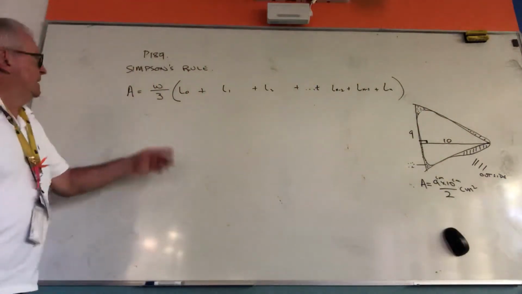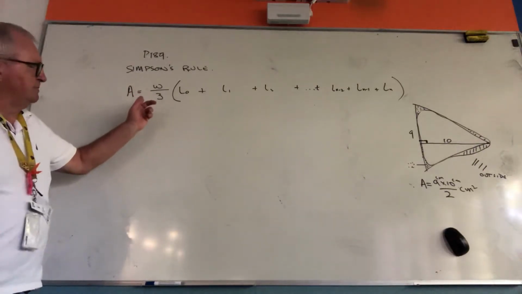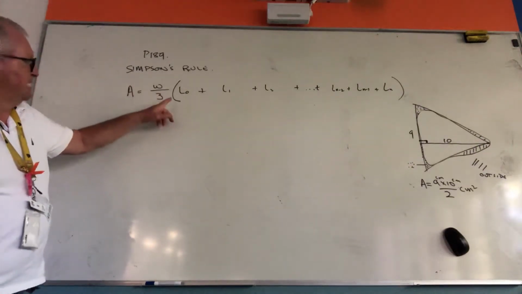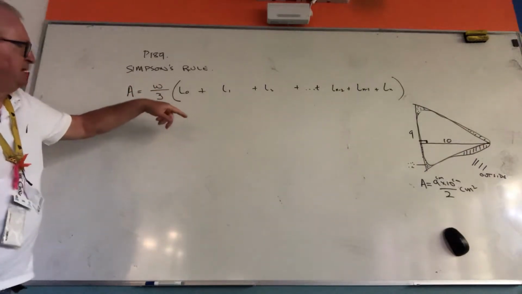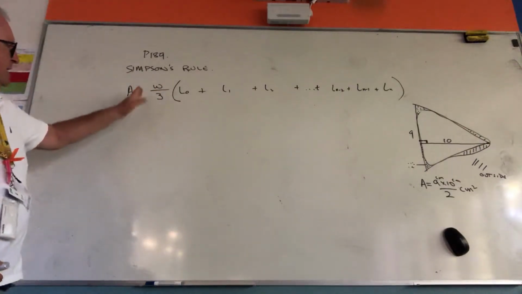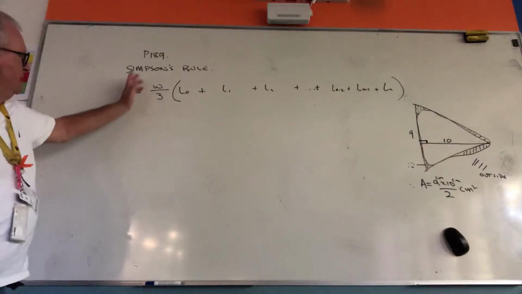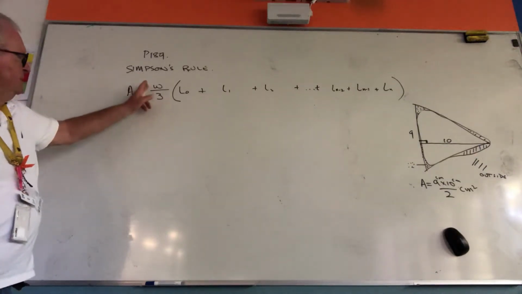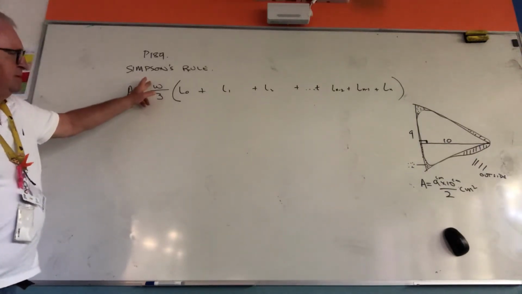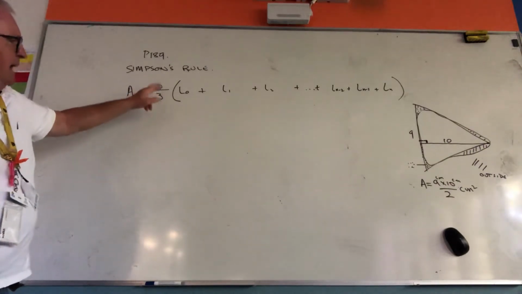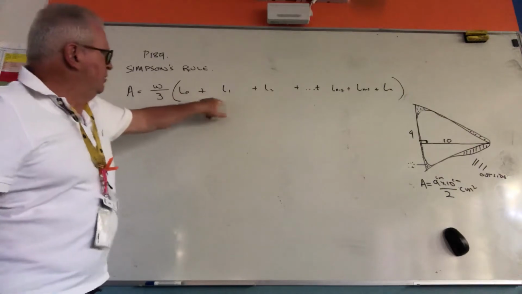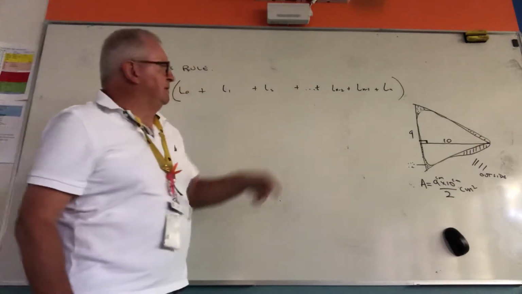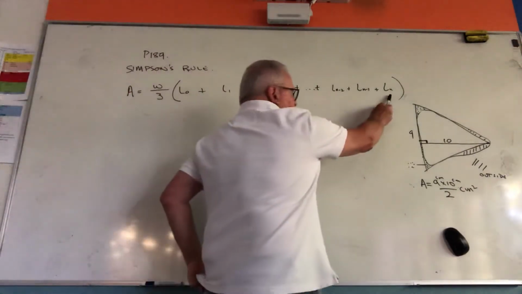Now, another way of estimating the area of the shape is to use Simpson's rule. Now, Simpson's rule is a bit strange. The actual rule is this: the area is W over 3. W is the width between the lines you draw on the shape, and the lines we start at L0. So we go L0, L1, L2. We don't know where we finish, so we finish with the nth line.